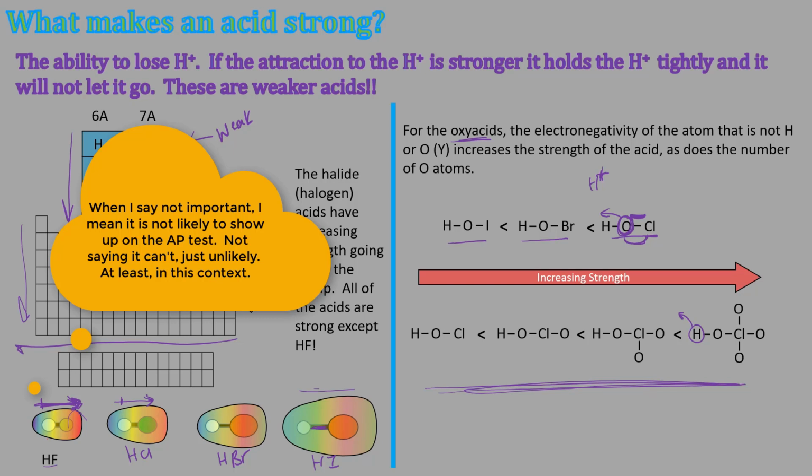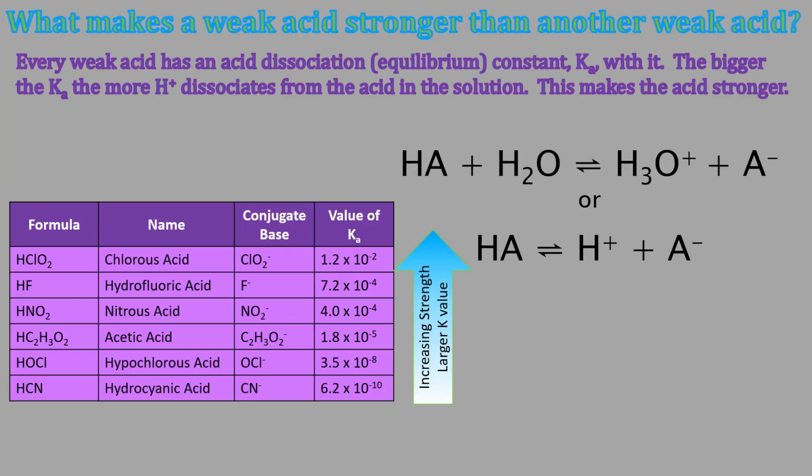And guys, this really isn't all that important. I just wanted you to kind of see what makes an acid strong. All right, so what makes a weak acid stronger than another weak acid? Now, I know that sounds weird, but some weak acids are kind of strong and can really do some damage. So chlorous acid is something you probably wouldn't want to get on you. Hydrofluoric acid, you definitely wouldn't want to get on you.